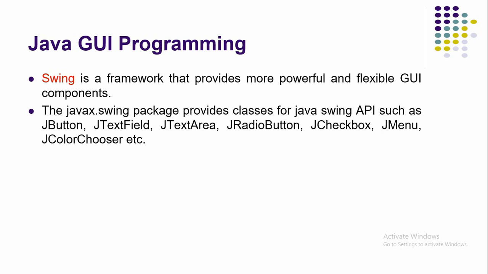So by using this Java Swing, we can create a frame window and we can include text boxes, buttons, and various interactive input elements. It provides a set of classes such as JButton, JTextField, JTextArea, radio button, and more. By using this, we can design a graphical user interface for a Java application.